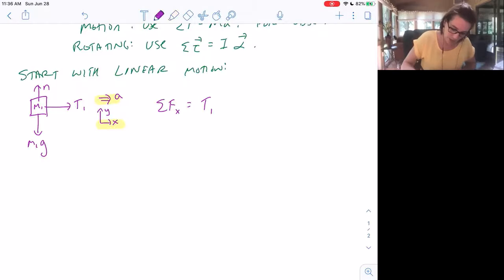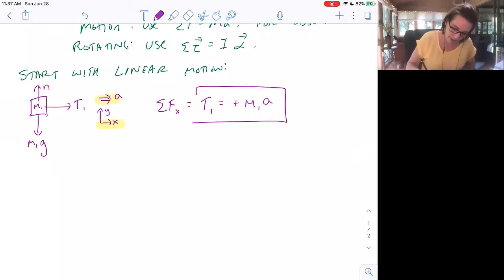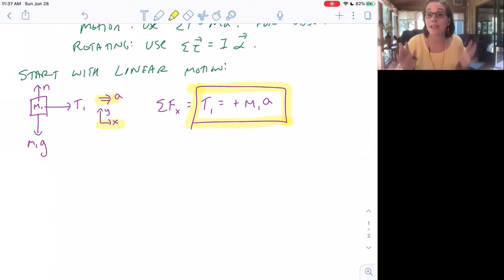And so I'm going to set that equal to positive, and then I have to keep my subscripts here, m1 times a. And that's going to be the linear acceleration of the system. Remember, the whole system has the same linear acceleration. So I'm going to box that, mark it, and that's going to be my equation of motion for m1.